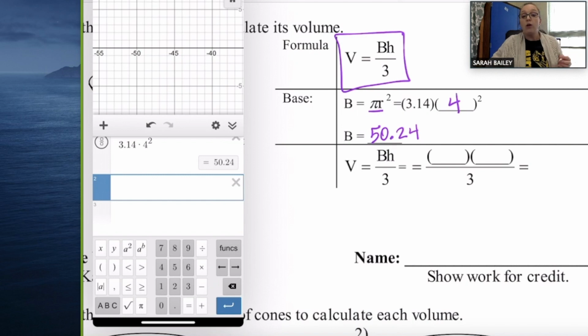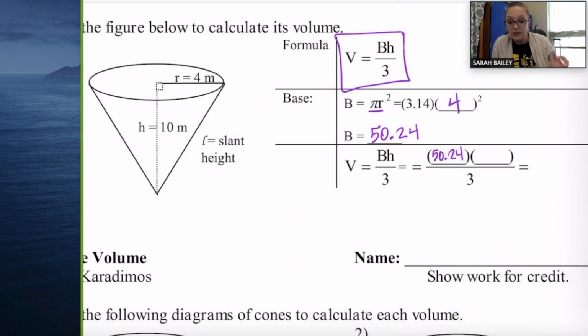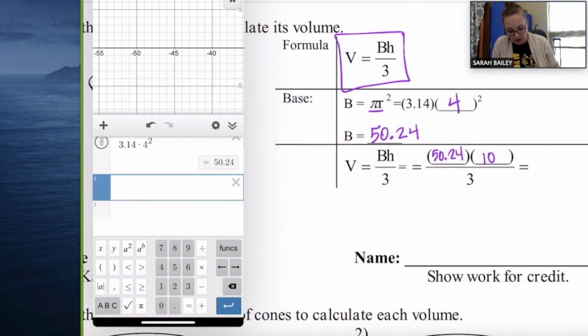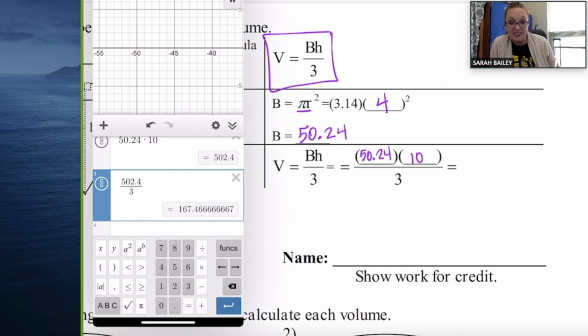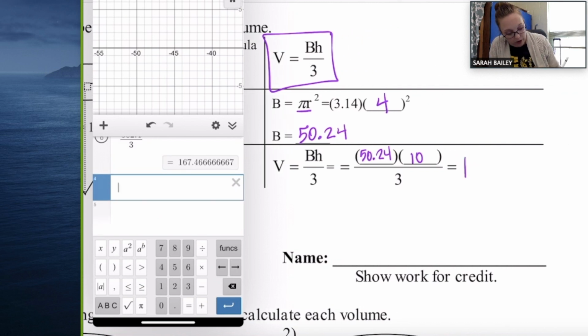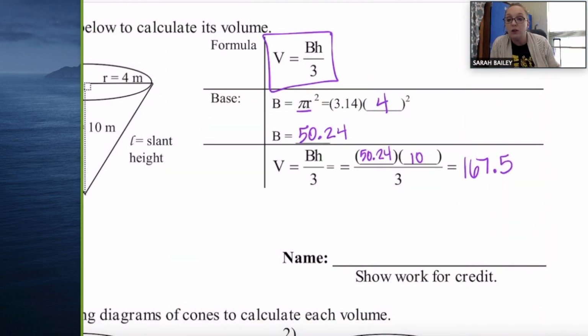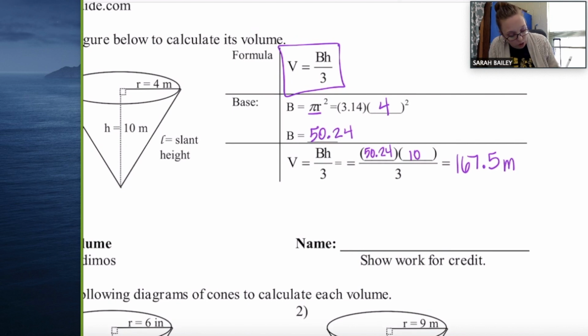So that's the area of the base. Now to find the volume, it's area of the base times the height and then divided by 3. We know that the area of the base is 50.24 times the height, which was 10. And then we're going to divide that by 3. So I'm going to type 50.24 times 10, enter, 502.4 divided by 3. All right, and we'll round this to the nearest tenth. So that's going to be 167.5. And now I'm going to look at my units. My units are meters, so cubic meters.